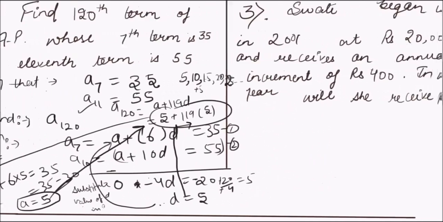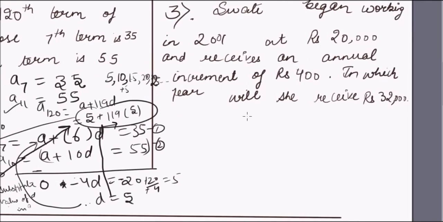Let us move on to next question. The question says, Swati began working in 2001 at rupees 20,000 and receives an annual increment of rupees 400. That is, each year she will be receiving an increment or an increase or a gain of rupees 400.